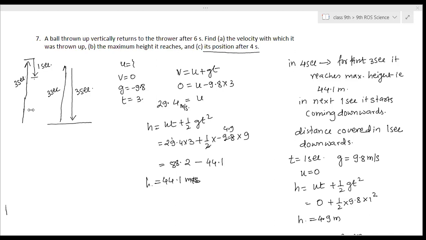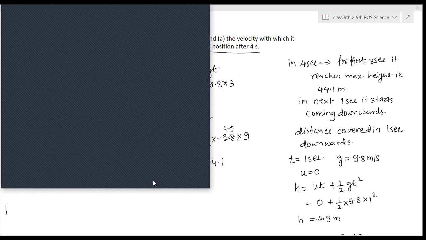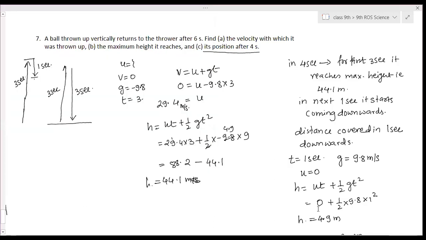Ma'am, could you scroll down? Just a second. Yes, here only, we find out after 4.9 meters, that its position is equal to 44.1 minus 4.9 meters. Ma'am, so the answer is 39.2. Yeah.